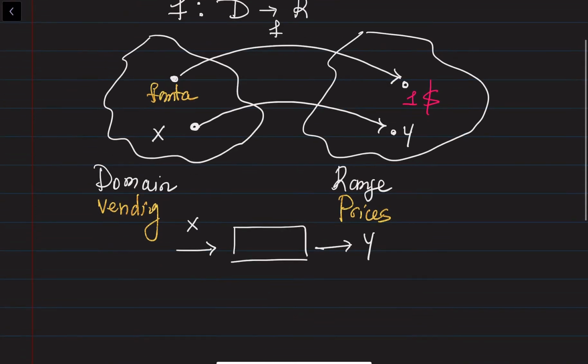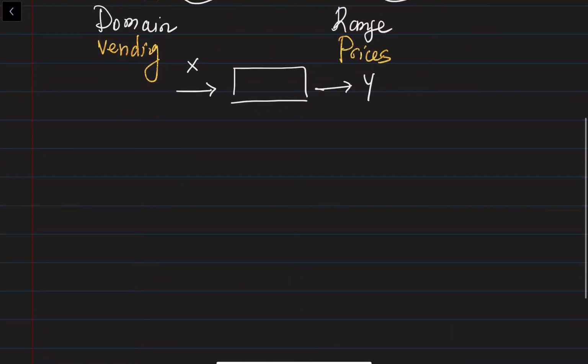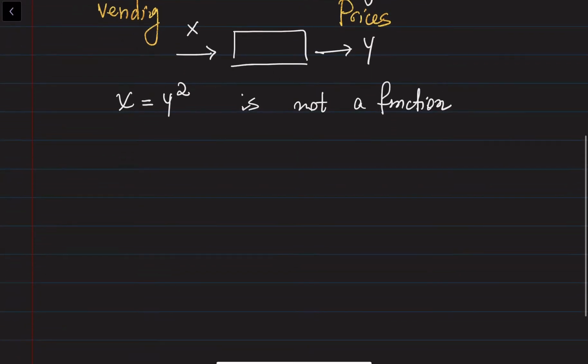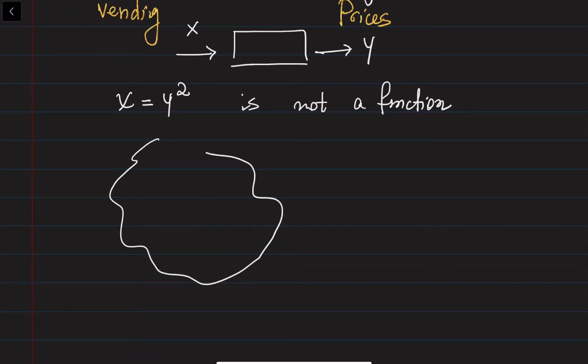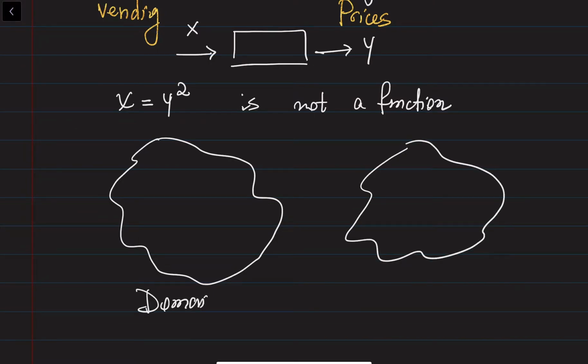Not any curve is a function. For example, if you are given x equals y squared, it is not a function. The problem is that if you draw a domain and a range, you get the values for x from the domain, and the values for y from the range.